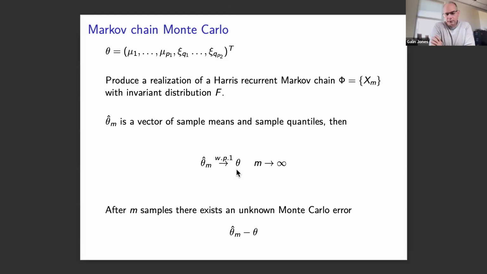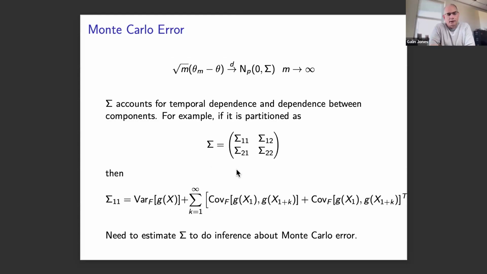Now, of course, we don't simulate an infinite number, and so after some finite number, we have some unknown Monte Carlo error. And we want to assess that in some way. The typical way that statisticians do this is through an approximate sampling distribution. And so if we normalize the Monte Carlo error appropriately, then we can have a central limit theorem, where sigma now, note it's a multivariate CLT, is a potentially complicated quantity because it accounts for both the temporal dependence and the dependence between components.